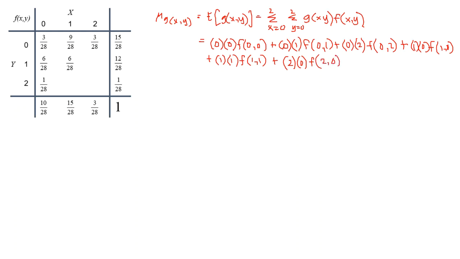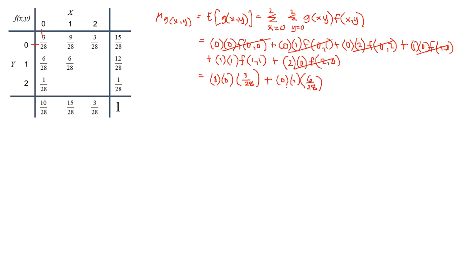Now, plugging in the values, for our f of 0, 0, we have 0 times the probability, which is 3 over 28, plus 0 times 1. But as you can see, it is just a pattern. For 0 and 1, we have 6 over 28. However, this is pointless, because 0 multiplied with any other value is still 0. So this is just 0, 0, 0, 0, and 0.